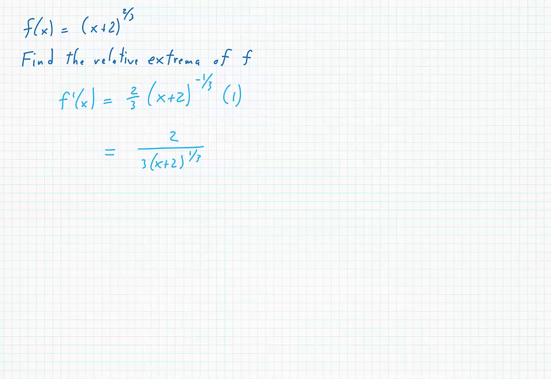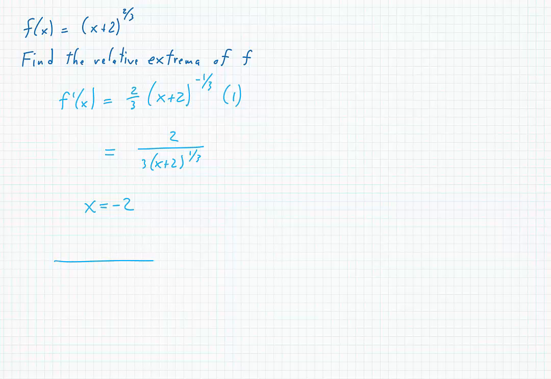Now, the original function is defined everywhere. We can take cube roots of any number, we can square any number, so the domain is all real numbers. The derivative can't ever be 0 because all we have is a 2 on the top. There's no way to ever make that 0. So the only possibility we have for this thing is making the derivative undefined, which would occur if we have a 0 in the denominator. And I hope it's fairly clear to see that when x is negative 2, the derivative will end up being undefined.